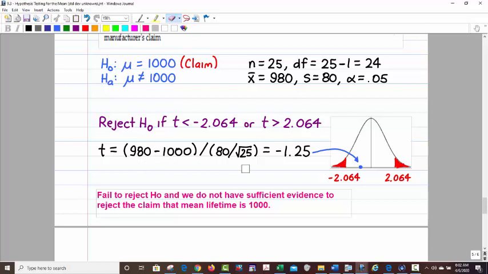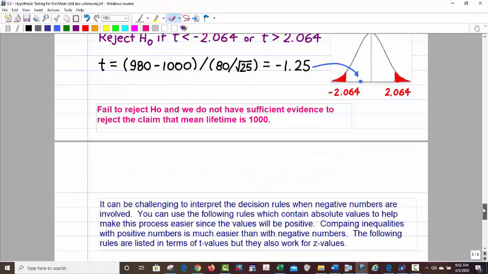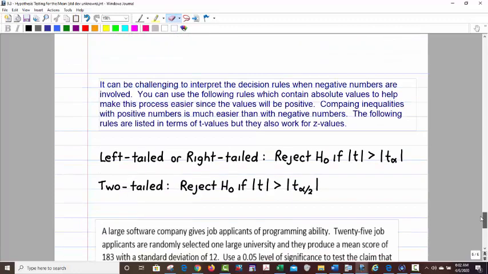So you calculate the test statistic. You get negative 1.25. It falls in the middle. We fail to reject the H0. And we do not have sufficient evidence to reject the claim that the mean lifetime is 1,000. So we're not rejecting it, but we may not 100% agree with it.